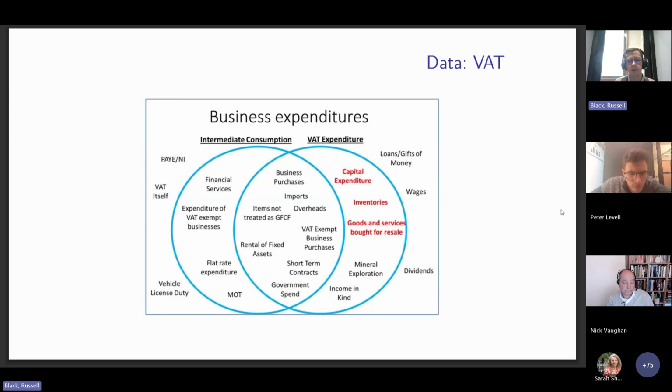It is only once the inventories go into production that we treat them as intermediate consumption in all of economic measurement. And capital expenditure is not intermediate consumption. Capital expenditure is a separate thing. The red bolded things are the important things here. The VAT exempt businesses are small, and the other things we can talk about, but the massive problem of using the VAT data is we only have a total line item for total VAT expenditure, which includes capital expenditure, inventories, and goods and services bought for resale.